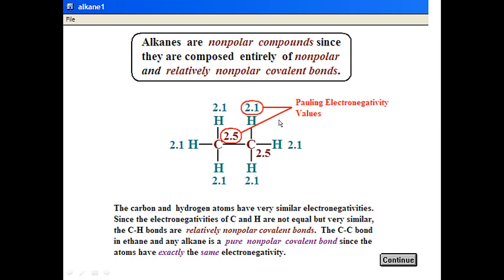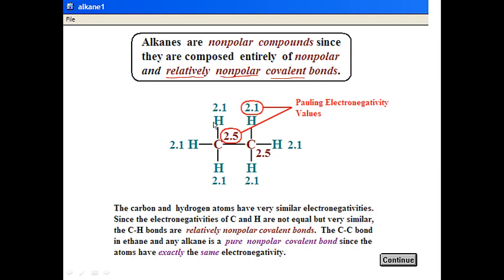Basically, our hydrocarbons we consider to be nonpolar because there's very little electronegativity difference between carbon and hydrogen bonds. If you look at ethane, for instance, the electronegativity of carbon is 2.5 versus hydrogen at 2.1. And so these are very weakly polar bonds, to the point where we consider them to be relatively nonpolar covalent bonds.